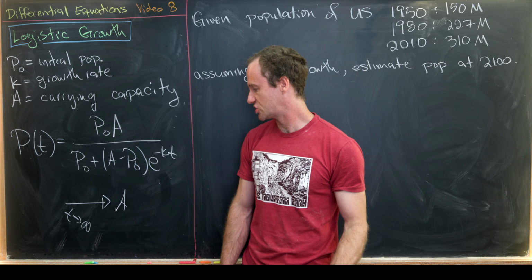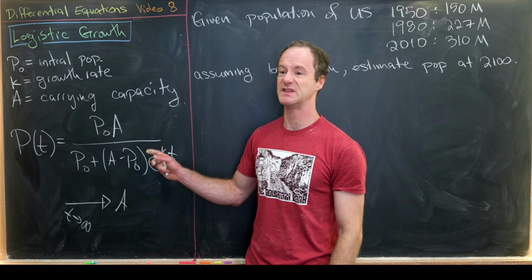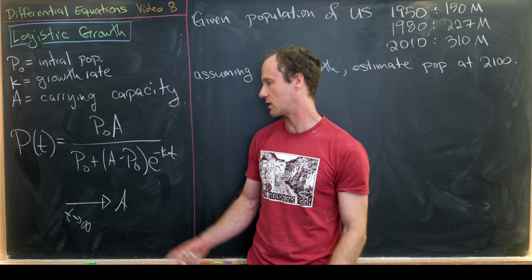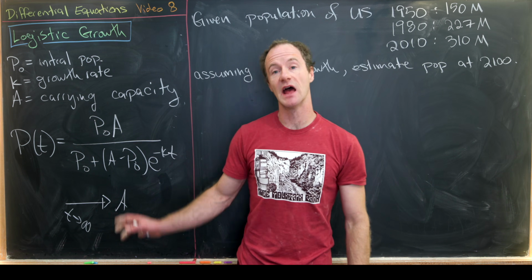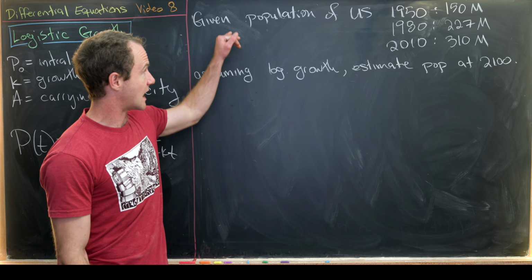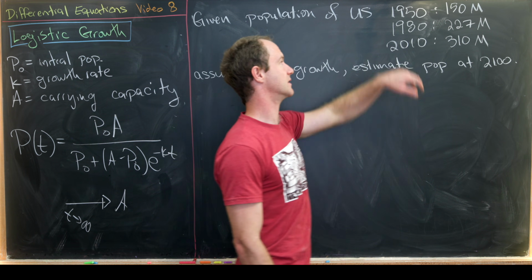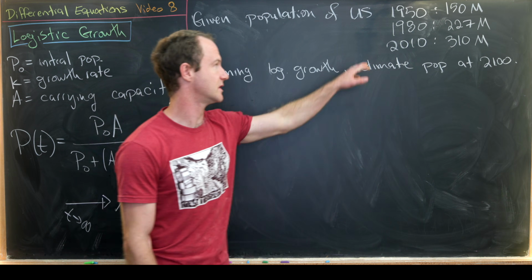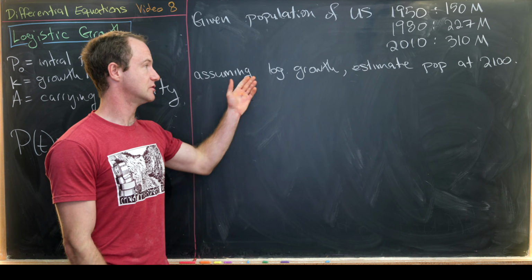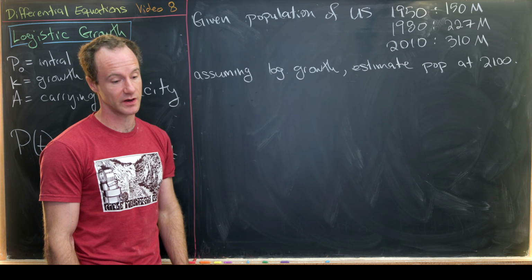Furthermore, we can check that if you start with a population above the carrying capacity, this is a decreasing function, whereas if you start with a population that is below the carrying capacity, this is an increasing function. I'll let you guys check that by maybe graphing though. Okay, so now let's say that given the population of the US in 1950 was 150 million, 1980 was 227 million, and 2010 was 310 million, let's assume logistic growth and estimate the population at 2100.